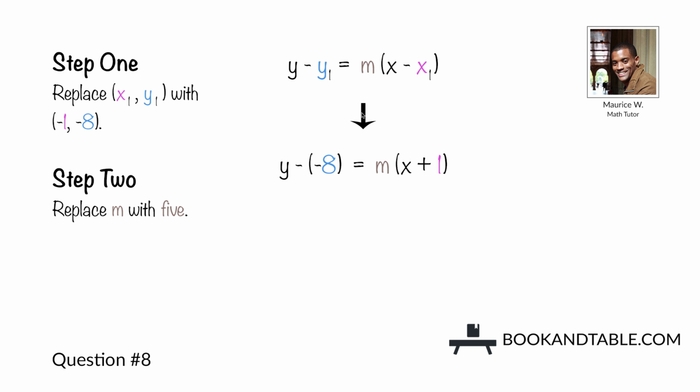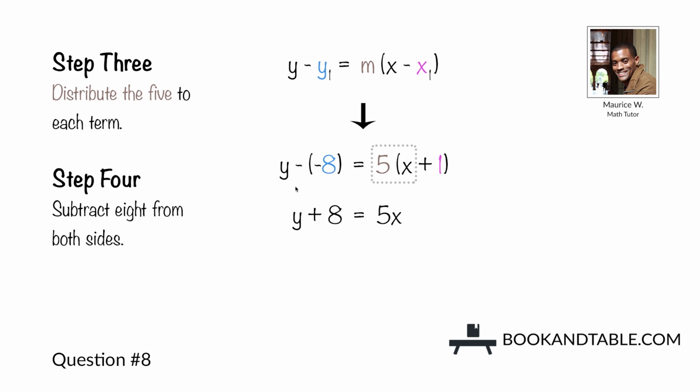Step 1, replace x1 and y1 with the point that was provided, negative 1 and negative 8. When we plug in negative 8 for y1, we get y minus negative 8. When we plug in negative 1 for x1, we get x minus negative 1, which is the same as x plus 1. We now want to replace m with the slope 5. So now we have the information we need to find the equation of the line.